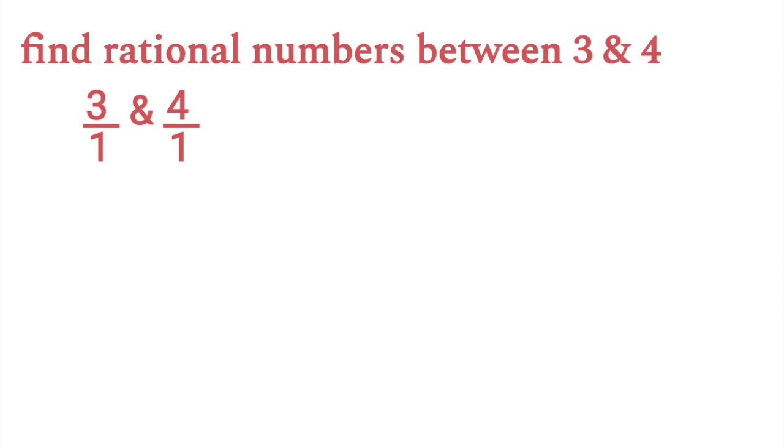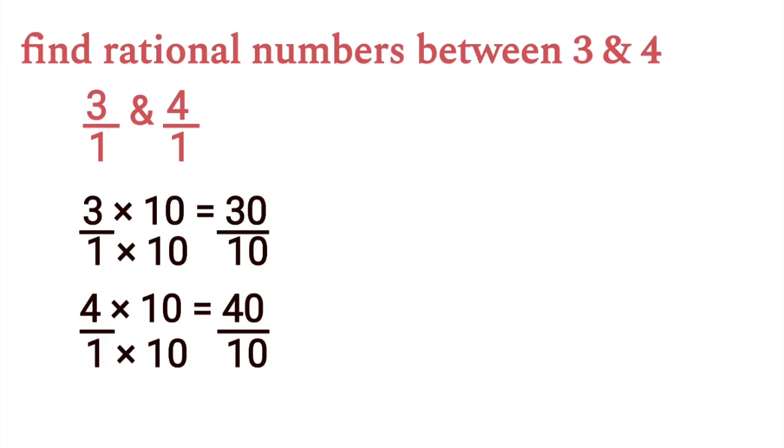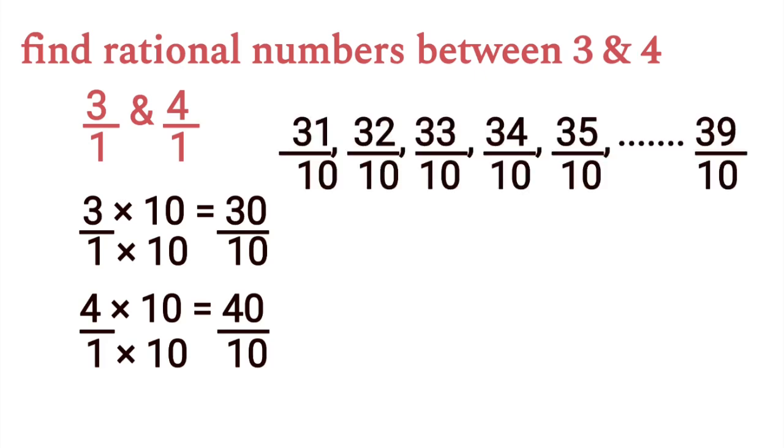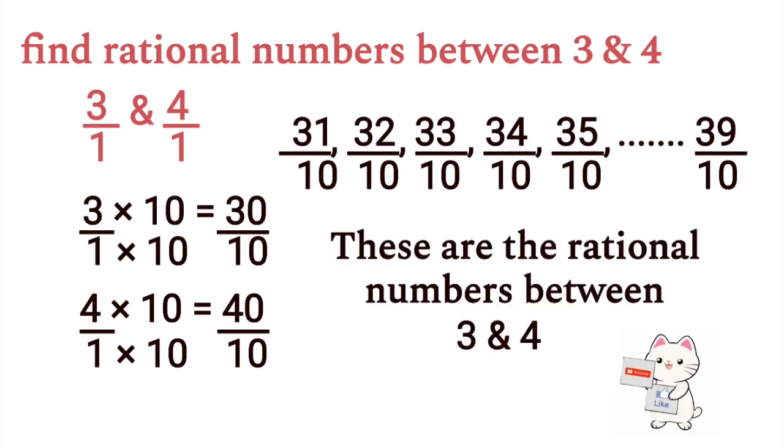So, to get rational numbers between these, we have to multiply both the numbers by 10. Now we get more rational numbers between 30 and 40. So, between any two rational numbers, there are infinitely many rational numbers, because we can keep multiplying and creating more fractions.